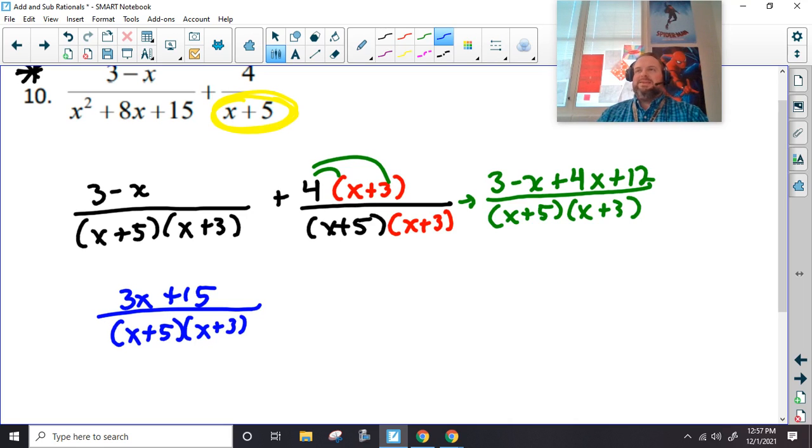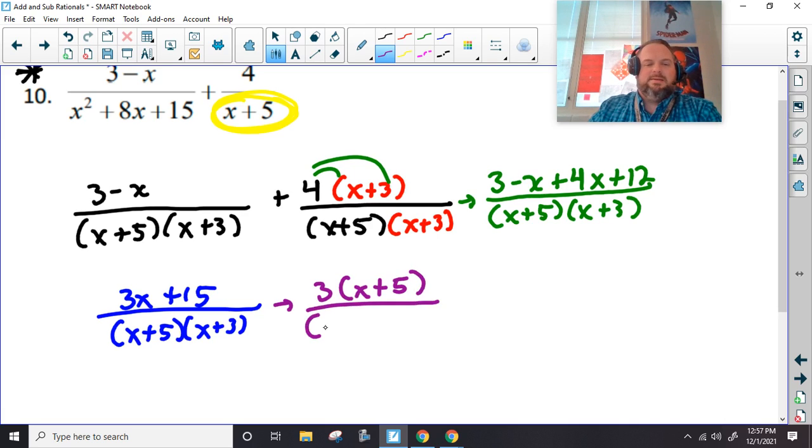So we get to something like this. We're kind of done on the bottom. Let's look at the top. Can we factor that? And yeah, divide by 3. You're getting there. I just had to be patient.